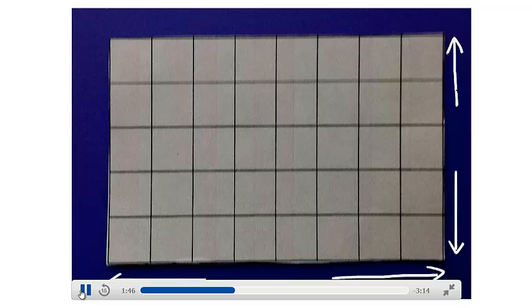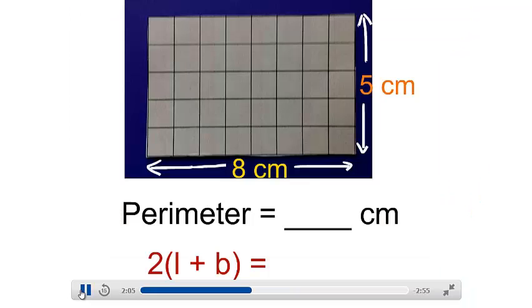Remember, opposite sides of a rectangle are equal. Take the sides of the small squares to find the length and the breadth of your rectangle. So right here, the length of my rectangle is 8 centimeters and the breadth is 5 centimeters. Now, by counting the sides of each square that forms this rectangle, can you find its perimeter?